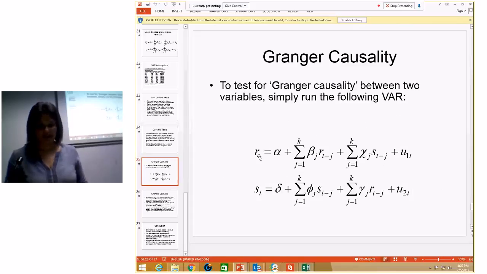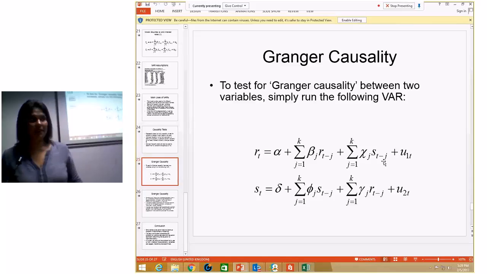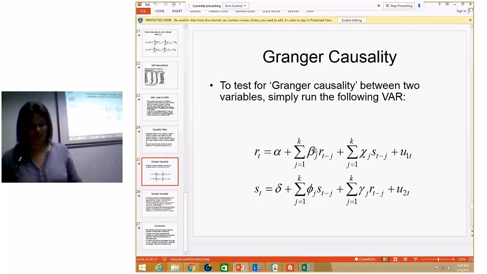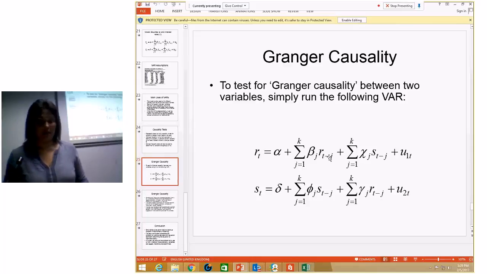In this equation 1, S is all the lag explanatory variable. R is the explanatory variable for X. It is also the lag. Here R, lag of R, and S, lag of S.